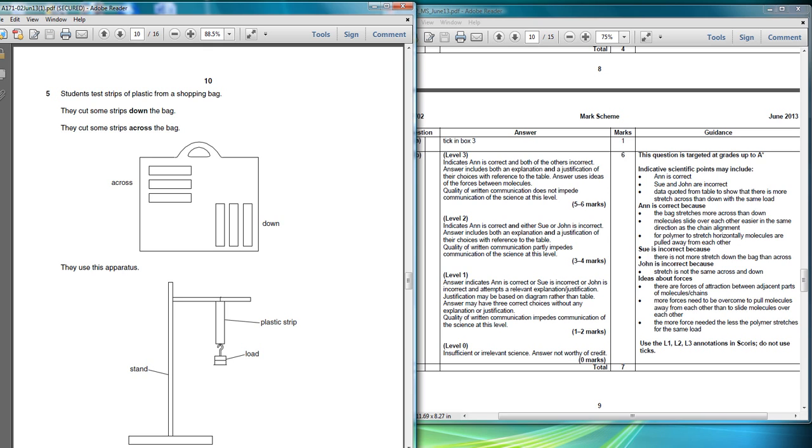Welcome to question 5. Let's get straight to it. Question 5 reads, students test strips of plastic from a shopping bag. They cut some strips down the bag and they cut some strips across the bag.